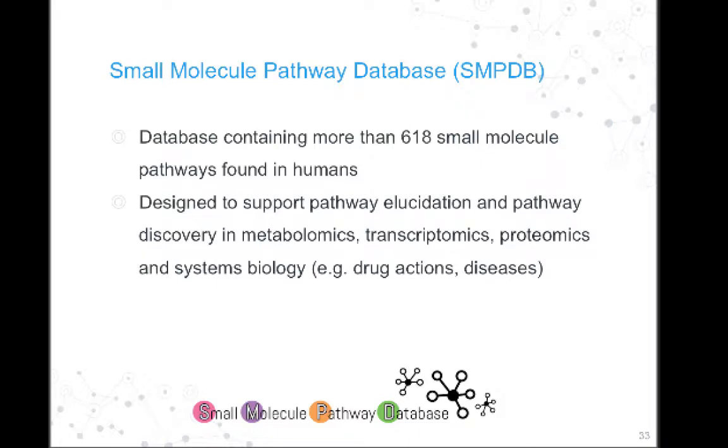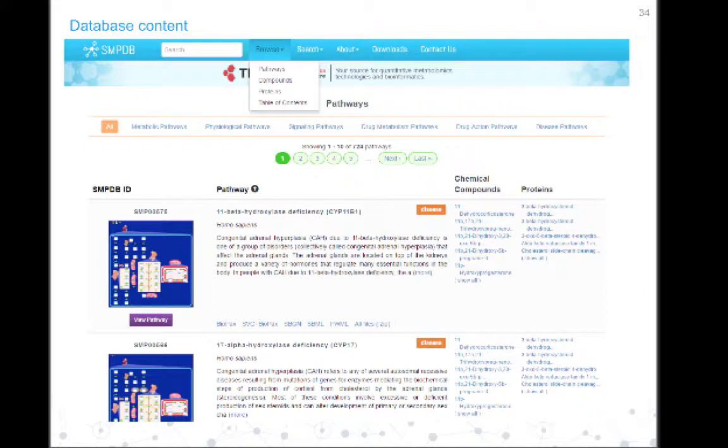That's SMPDB, the Small Molecule Pathway Database. It's kind of related to KEGG, but it's really emphasizing the small molecule pathways found in humans. It's designed to support pathway elucidation and to discover metabolic, transcriptomic changes. So you have all drug actions, diseases, and it's a little bit newer than KEGG. And you have all the pathways again, but you can search by drug action, which is very cool if you need to target your bacteria population.